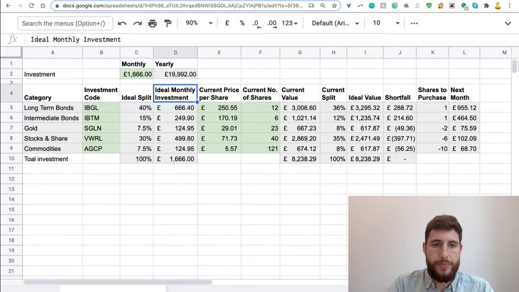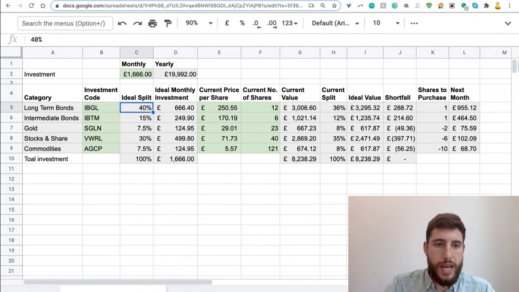Now the next column is the ideal monthly investment. So if you could do it perfectly, what would you do? Well, you would take 40% in this particular example of the total you're wanting to be investing each month, £1,666, and you'd get how much you'd need to invest in long-term bonds. Here it would be £666.40. And when you work it out for each, they should total up exactly how much you need to be investing each month, which is £1,666, which is the same, so it means it's correct.